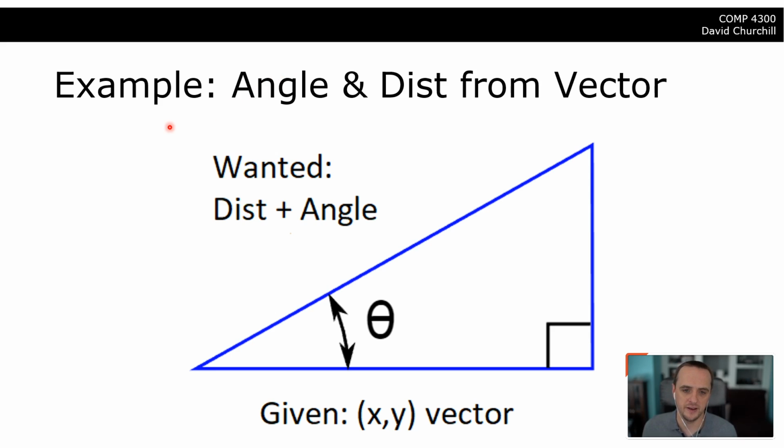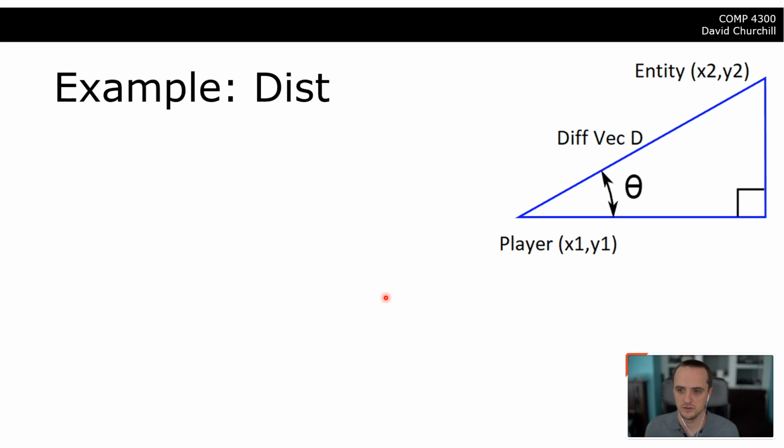Okay, next example is if we have a vector and we want to get the angle and the distance, right? So if we have a vector, so if we have the hypotenuse, how do we get the distance and the angle? So let's say, for example, we have a player and we have an entity. So our player P would be down here. Our entity E would be up here.